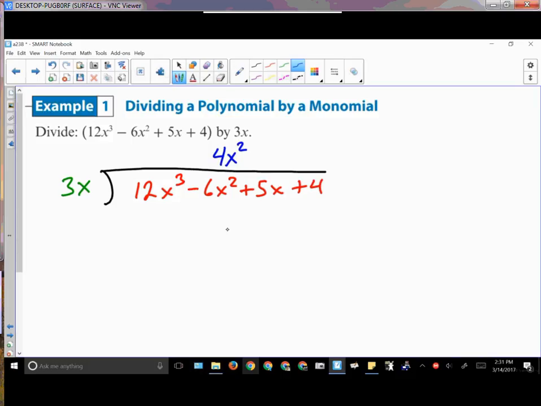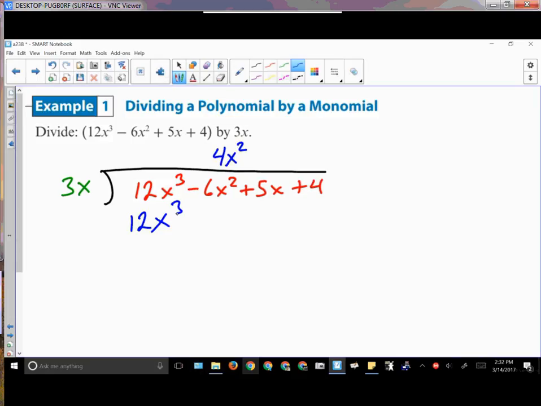Depending upon the textbooks that you see, sometimes they don't do it this way, sometimes they do line them up, sometimes they just do something else. But I always like trying to keep things lined up by the exponent on the variable. So 4x squared times 3x is 12x cubed.